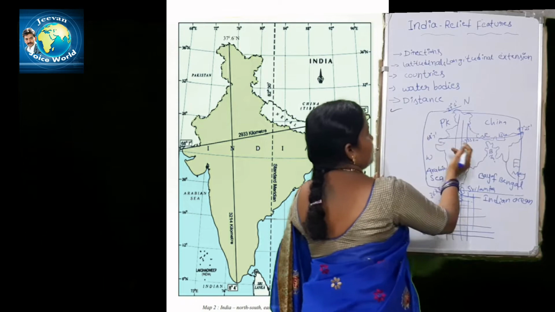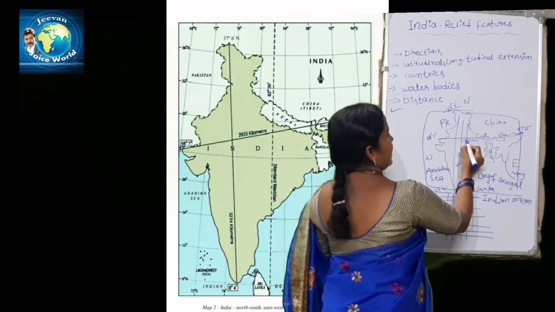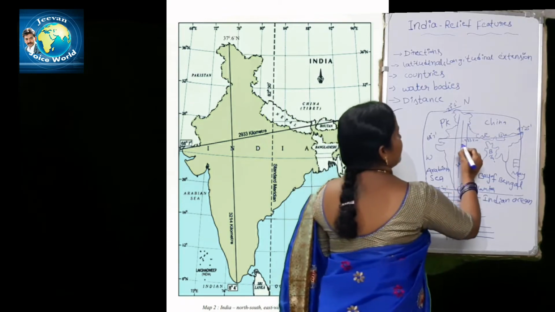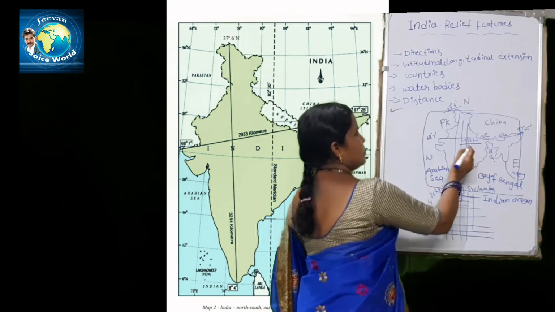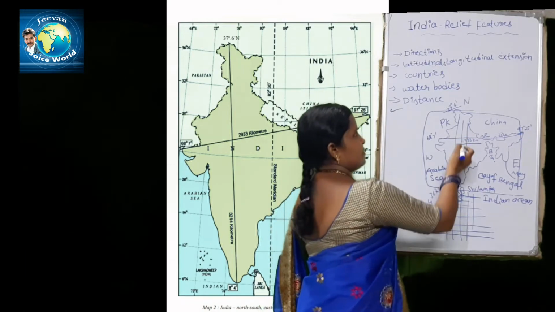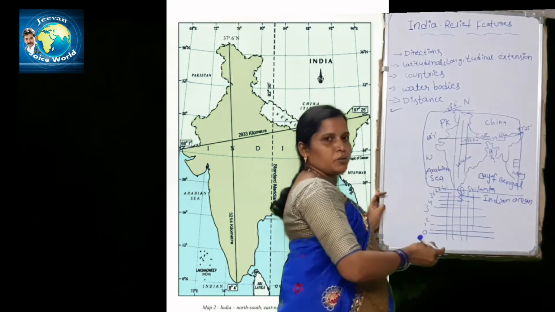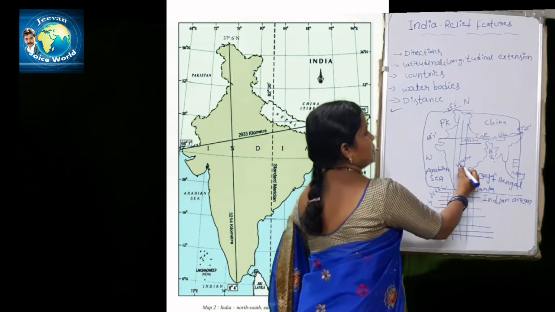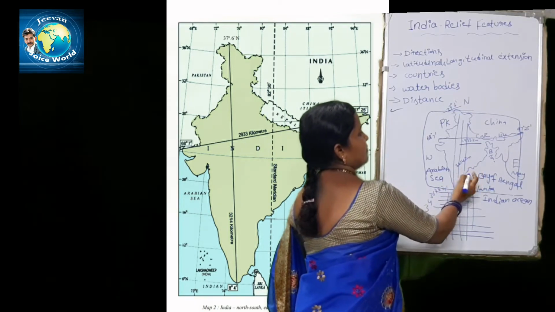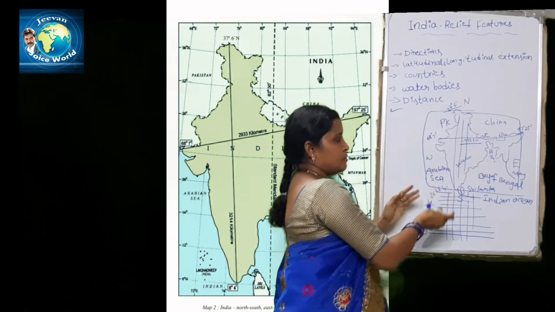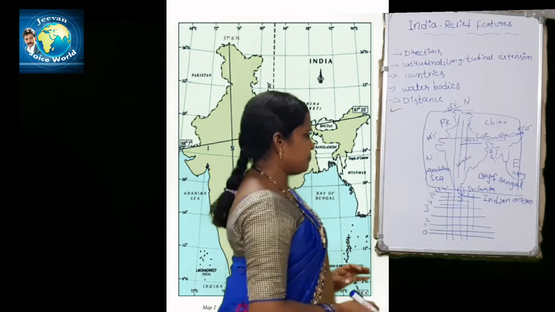East to west, 2,933 kilometers distance. This is the distance in the east to west directions. What is the distance between north and south? Children, listen carefully. 3,214 kilometers. This is the distance from the north direction to the south direction.